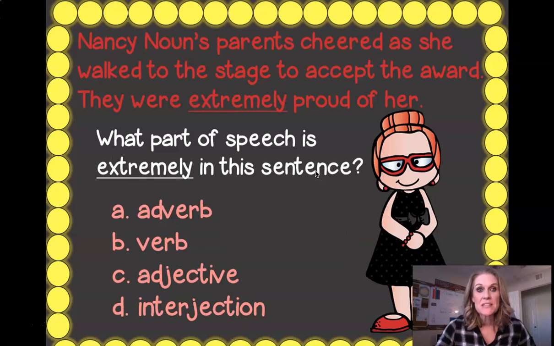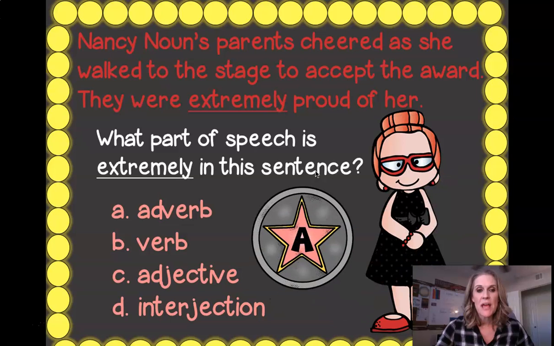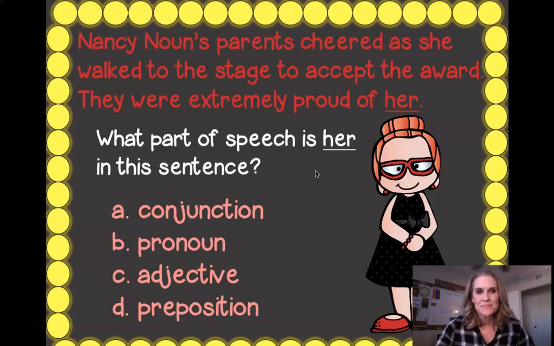What part of speech is extremely in this sentence? They were extremely proud of her. Extremely. Is it A, an adverb, B, a verb, C, an adjective, or D, an interjection? Did you say it's A, an adverb? It's describing a verb, right? How proud were they? Extremely proud. Proud is the verb. Extremely is describing proud. It's an adverb.